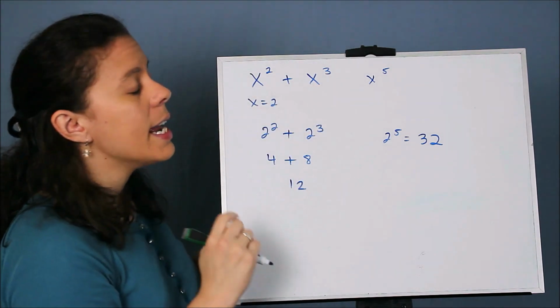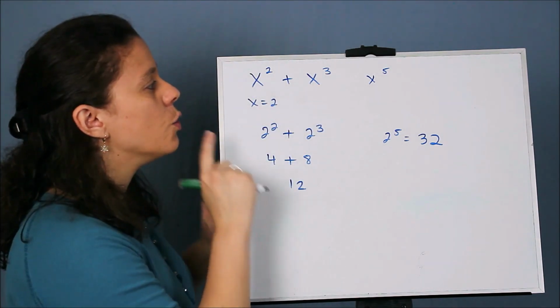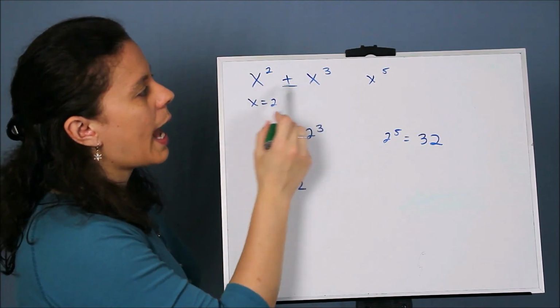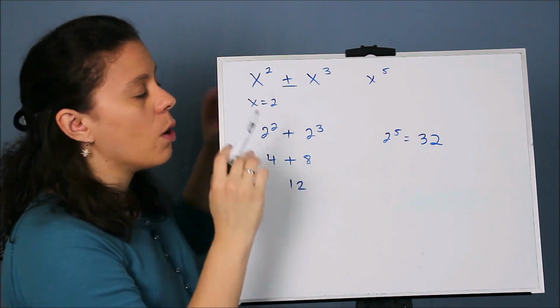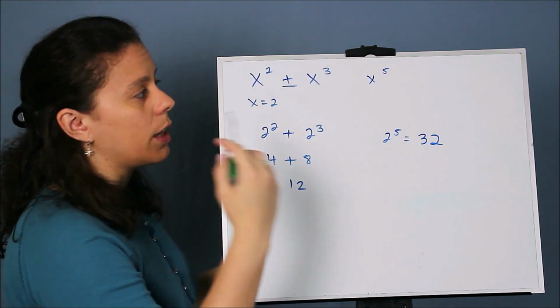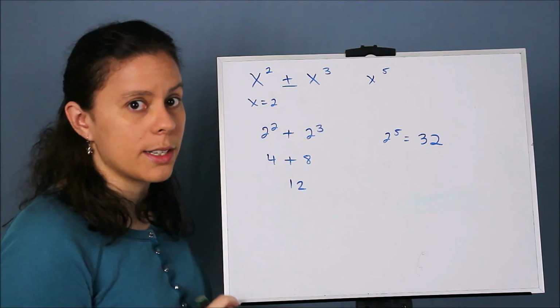And that's why, even if you have the same bases, you cannot add or subtract. So I'm just going to leave that right there. You cannot add or subtract x squared, or any exponent plus or minus x with another exponent. You just have to leave it expressed as that.